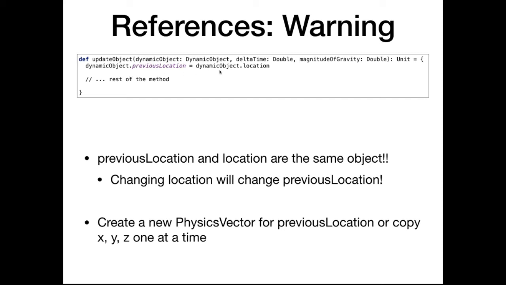Passed by reference, these are objects that we created, the physics vector object. This is an assignment by reference. These two variables refer to the same object. Changes made to one will affect the other.